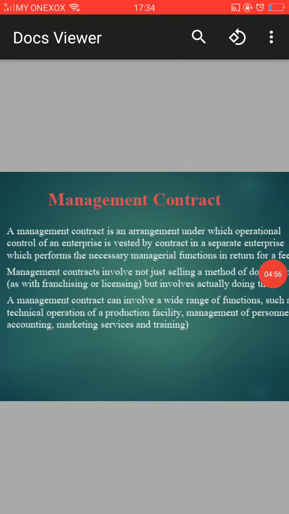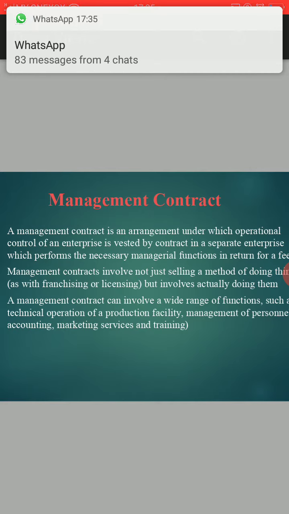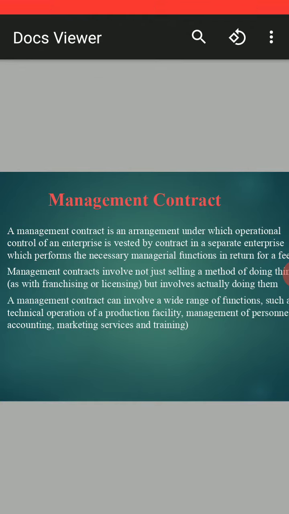Okay, next, management contract. Management contract means the company will hire an independent third party company to manage some function or some work inside their department. So this third party is called a management company.